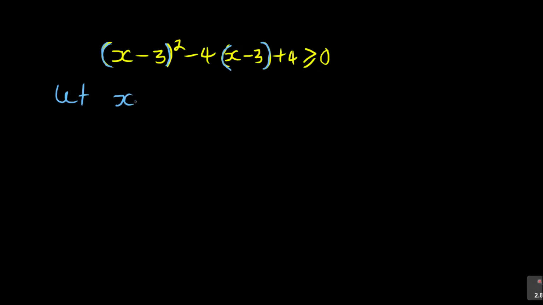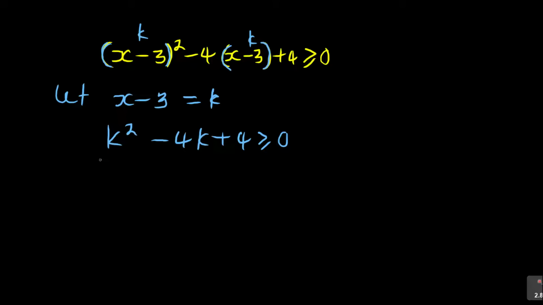Let x minus 3 be equal to k. Are you with me? Wherever there is this, you put a k. So what we have here is k squared minus 4k plus 4 is greater than or equal to 0. But for now, let's avoid having this. Let's just solve it as equal to 0.